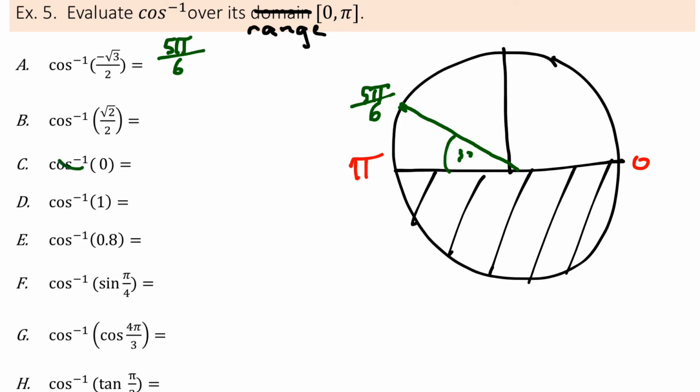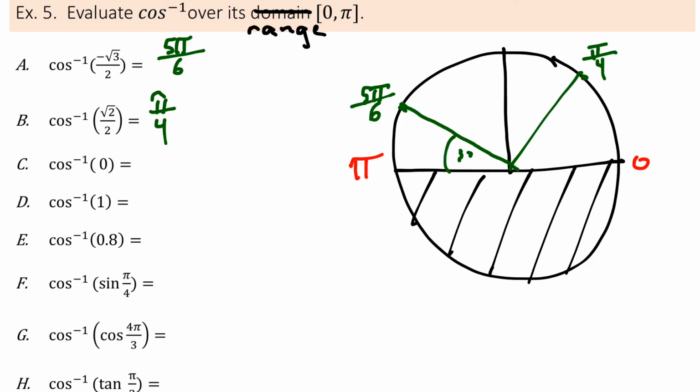All right, so B says the inverse cosine of root 2 over 2. All right, so that's over here, right here. So the cosine is root 2 over 2 at pi over 4. So my answer is pi over 4.